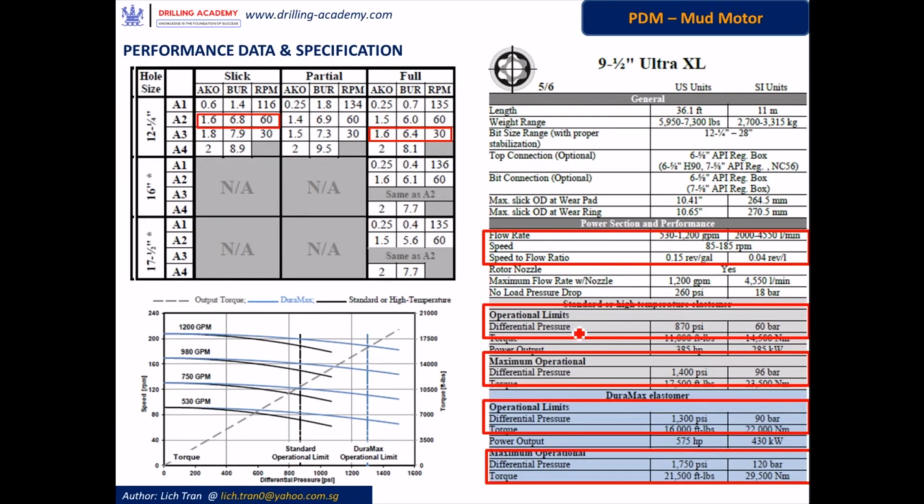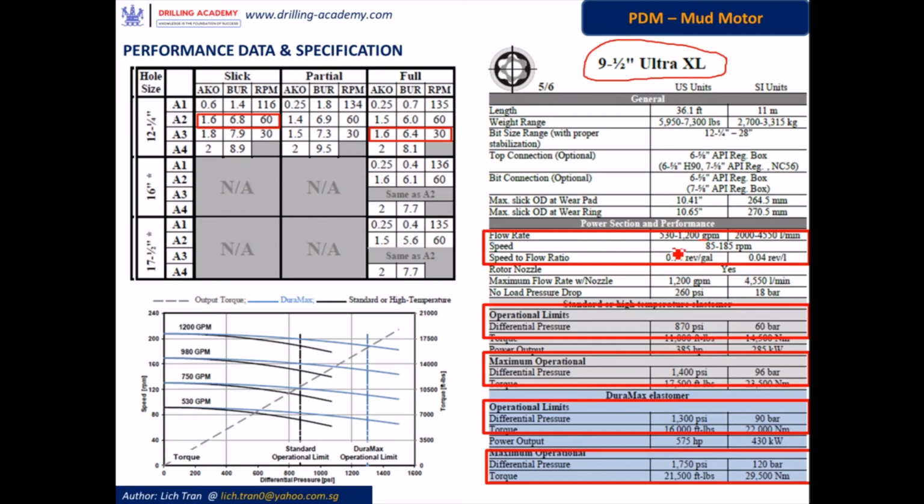Furthermore, let us examine some other key information and key data about a mud motor. In this example here, we examine the 9.5-inch Ultra SL mud motor. This is a model mud motor from Baker Hughes. Similar to other tools, a mud motor has a range of operational flow rate. This motor has an operational flow rate in the range of 530 to 1200 GPM. So we need to stay in this range to operate this motor.